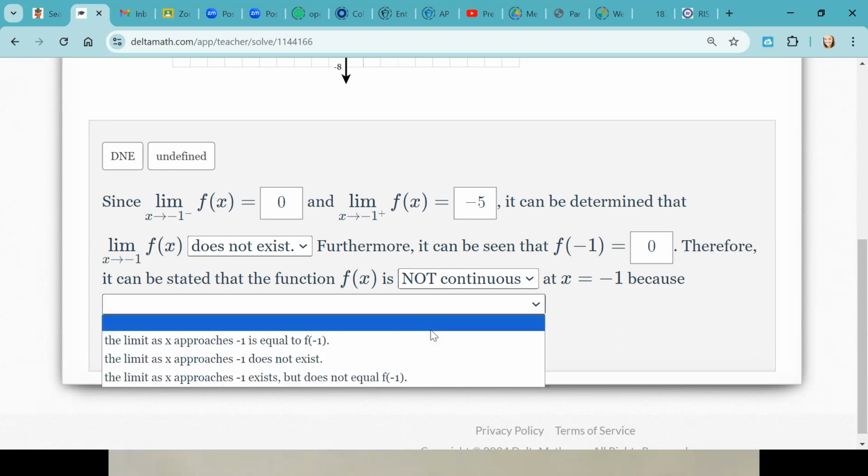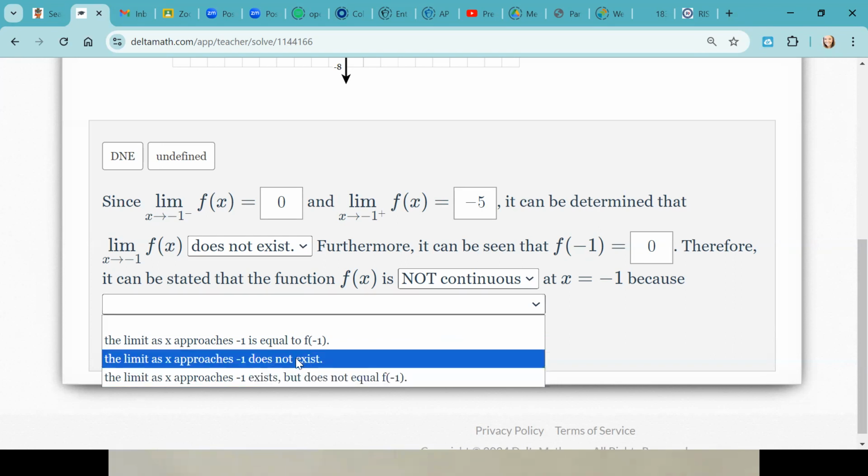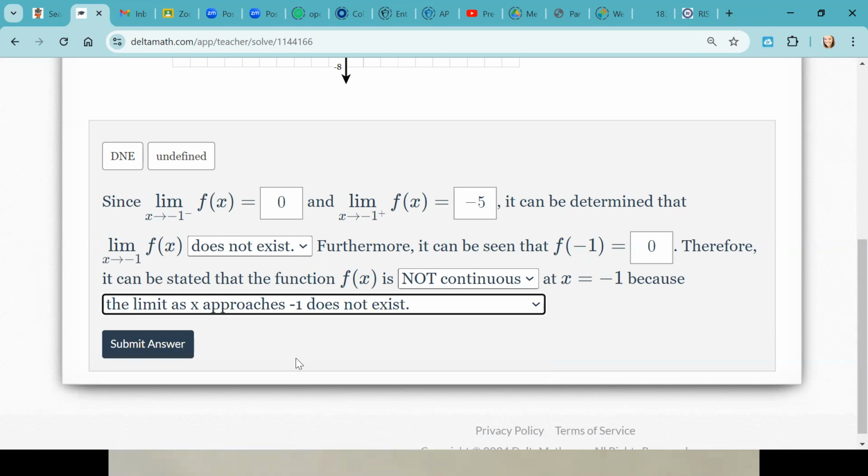Okay, then it says because. Is it true that my limit was equal to -1's y value? My limit as x approaches -1 doesn't exist, or the limit exists but wasn't equal to the y value. Which of those is correct? Top, middle, or bottom? What did we say about our limit? It did not exist. Okay, so make sure as you're going through those that you're just going step by step. Okay?